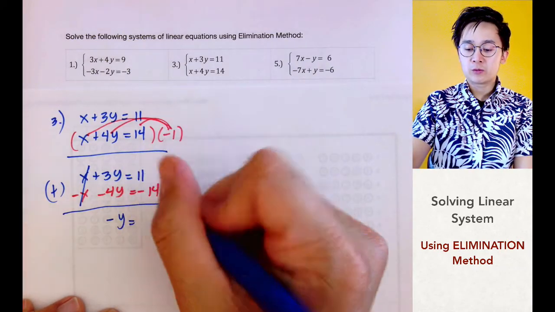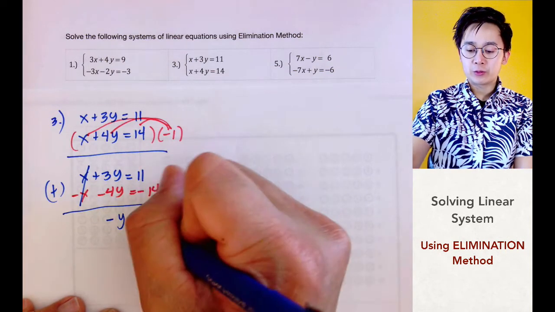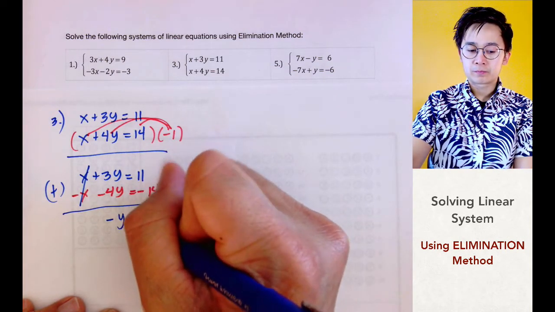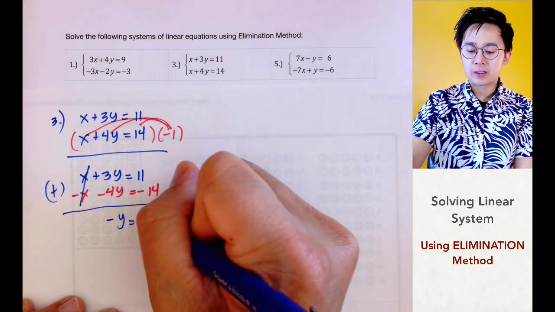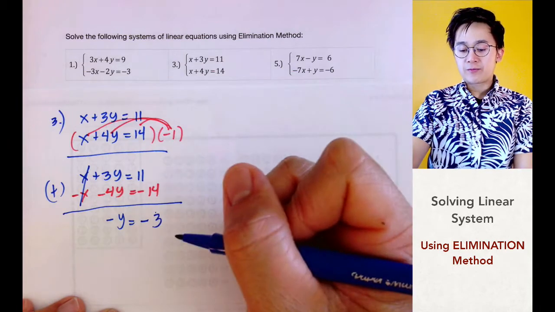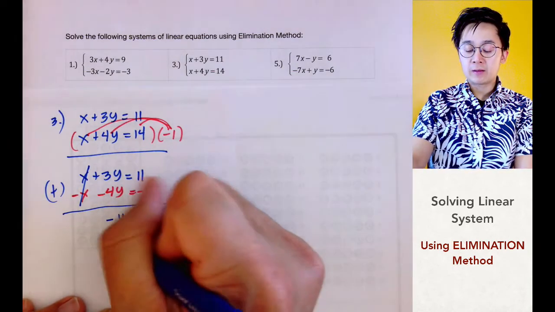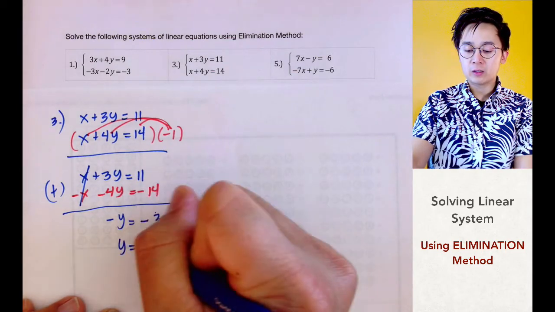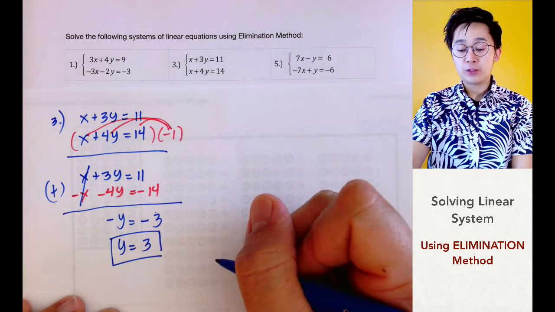And 11 minus 14 is equal to negative 3. So, negative 3, magiging positive siya kasi by dividing both sides by negative 1, we'll have y equals 3. So, ito yung solution ng ating first ordered pair.